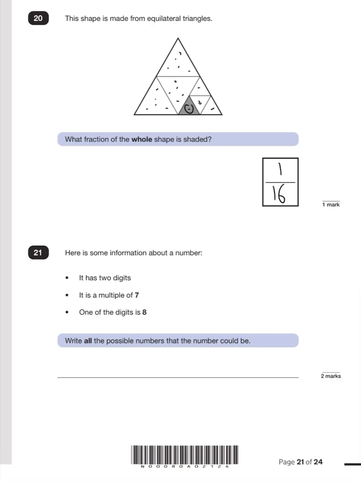Number 21. Here is some information about a number. It has 2 digits. It is a multiple of 7. One of the digits is 8. So we've got 8 in there. It's a multiple of 7. So 7, 14, 21, 28, so on. 2 digits. Write all the possible numbers that the number could be. Okay, so 28 is one of them. It's 2 digits, multiple of 7.